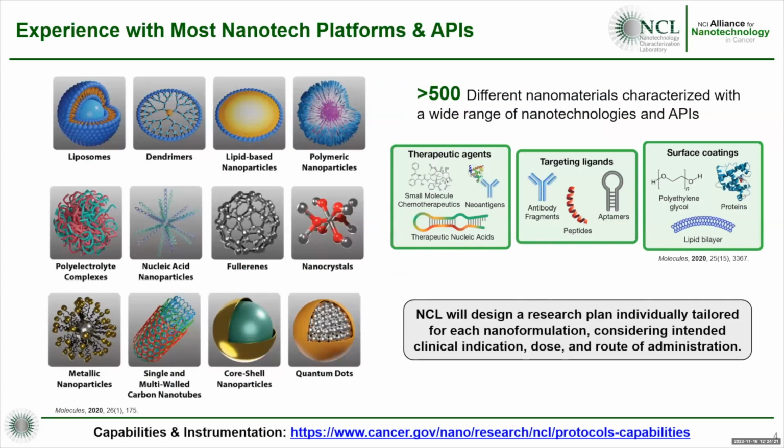We worked with over 500 different nanomaterials. On the left-hand side is a cartoon representation of the different platforms we worked with. These are the more common ones. And we worked with a wide range of APIs, so your therapeutic agents. These can be your small molecule chemotherapeutics, your neoantigens, as well as your therapeutic nucleic acids. We have expertise in characterizing targeting ligands, as well as surface coatings. And really what we do is we work with you, the consumer, to develop a research plan tailored to your formulation, which considers your intended clinical indication, dose, and route of administration.